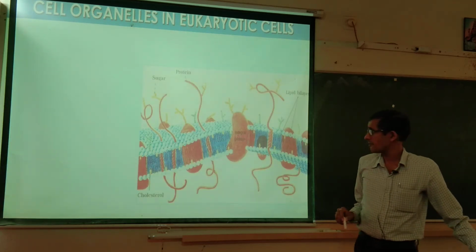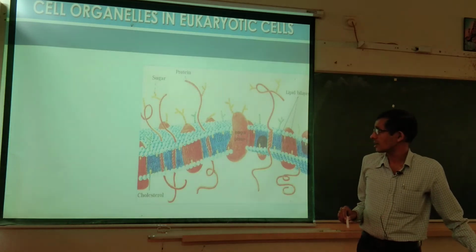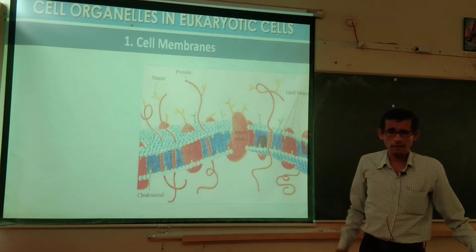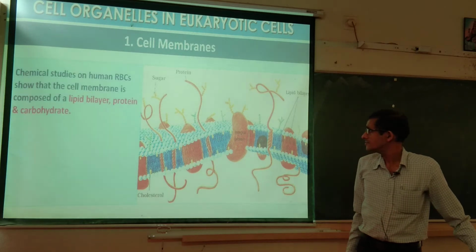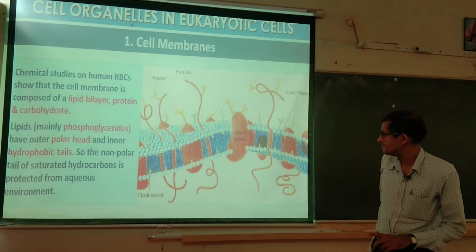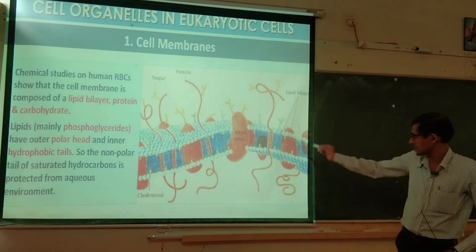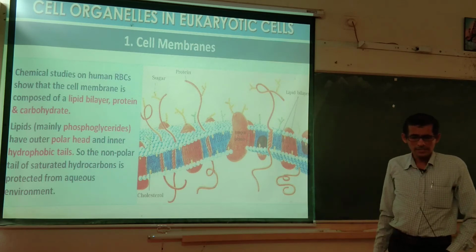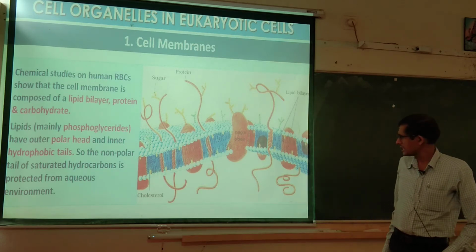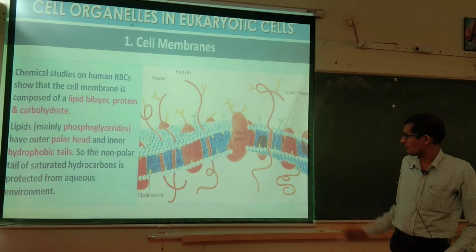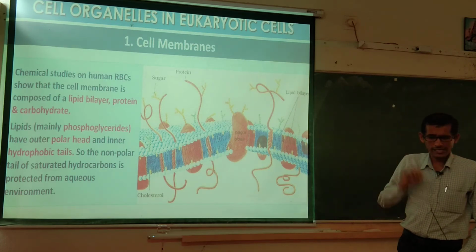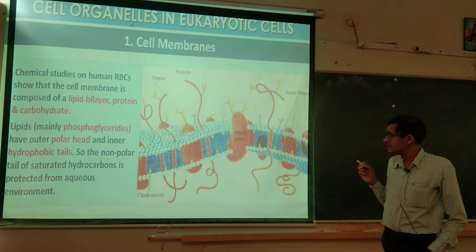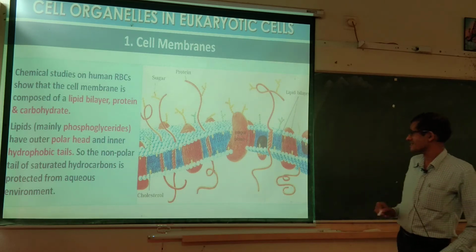Next, let us see one by one. Starts with our cell membrane. ಸೆಲ್ ಮೆಂಬ್ರೇನಿಂದ ನಾನು ಸ್ಟಾರ್ಟ್ ಮಾಡ್ತೇನೆ. ಸೆಲ್ ಮೆಂಬ್ರೇನ್ ಅಂತಂದರೆ ಇದೊಂದು ಸ್ಟ್ರಕ್ಚರ್. This is the 3D view of our cell membrane, the actual diagrammatic representation of the cell membrane. So what is this cell membrane?